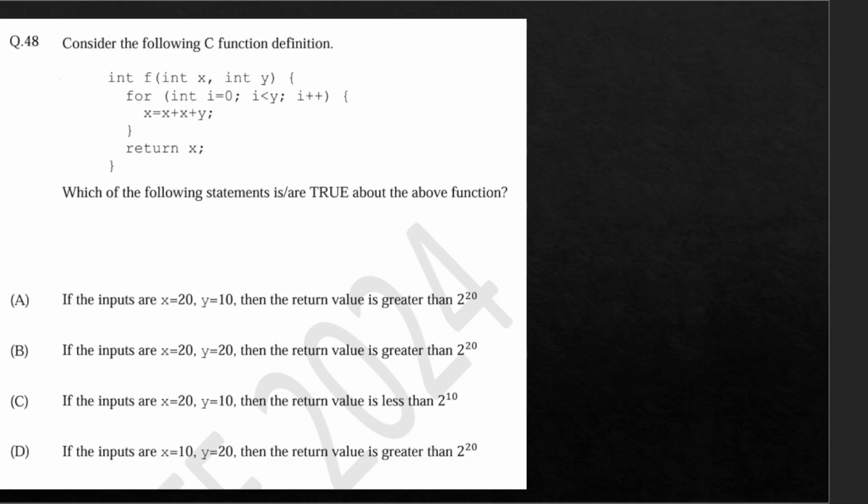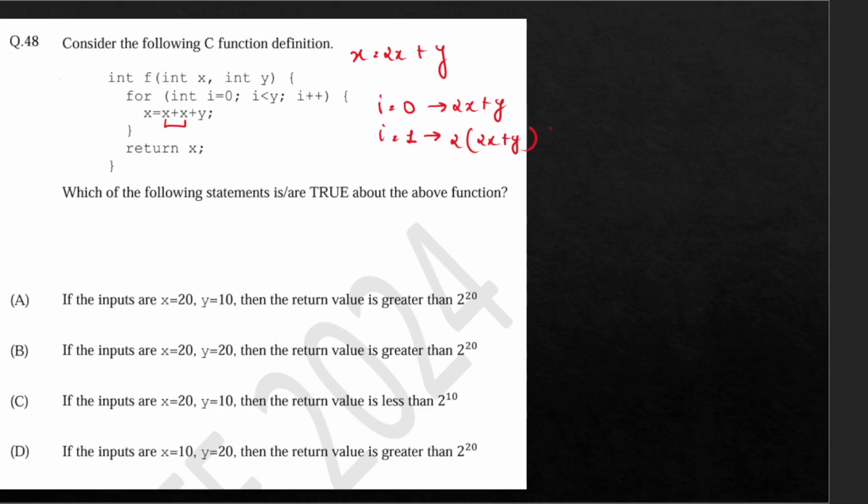So, see, here if you take the equation, this is the function, x and y values are taken. I equals 0, I smaller than y, after that I plus plus, and the x equation is given like this. So the x equation we can consider as 2x plus y. When I is equal to 0, it is 2x plus y. When I is equal to 1, it is 2x plus y, like this.